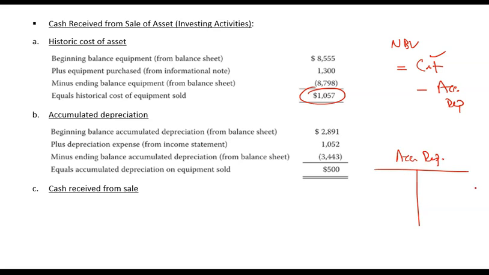Accumulated depreciation has a credit balance. So this will be your beginning balance. Let's say it is 500. Then when you incur some depreciation expense, the entry is depreciation expense debit and accumulated depreciation credit, because when you record depreciation, your accumulated depreciation increases. And so let's say it is 100.